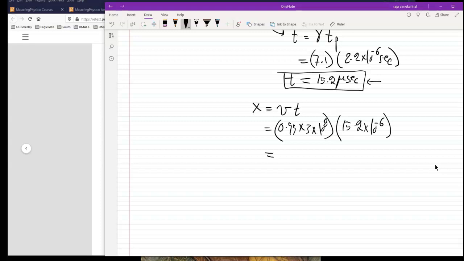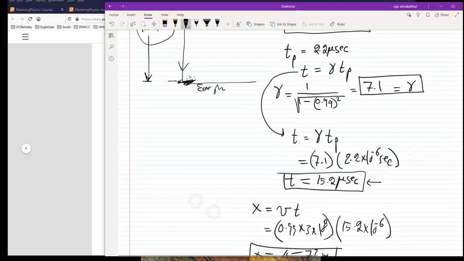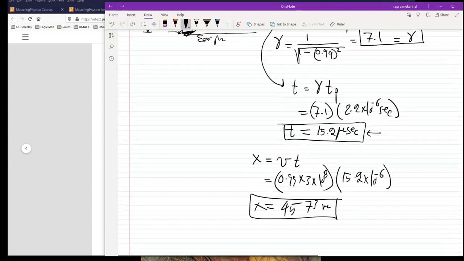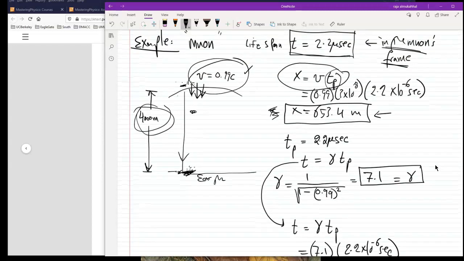Calculate that, and guess what? You're going to get 4,573 meters, which is within the range. Look at that. We said that they were roughly 4,000 meters away. Well, they travel even 500 more. And so they reach the Earth. And now we have an explanation why they reach the Earth. Well, because they are moving at relativistic speeds here, right? This is a relativistic speed. So we cannot ignore the fact that time is delayed. So we have to use the time dilation formula. You got it? Okay. Good.